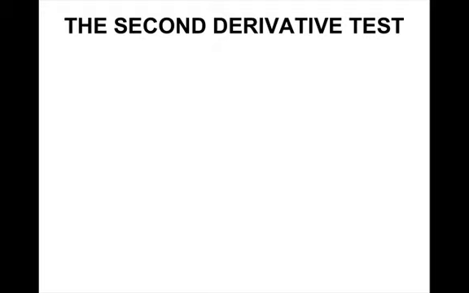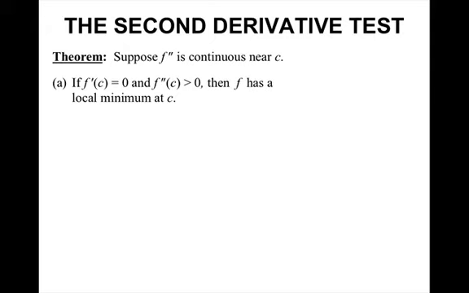Okay, now let's look at the second derivative test. Now, the first derivative test allowed us to determine local maxes and local mins. The second derivative test does the same. Sometimes the second derivative test is a lot easier, sometimes it's not. All right, so suppose f double prime is continuous near c. Then, if f prime of c equals 0, and f double prime of c is greater than 0, then f has a local min at c.